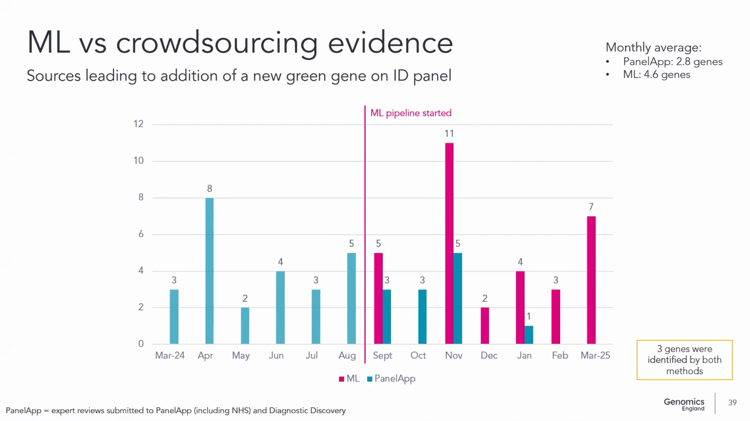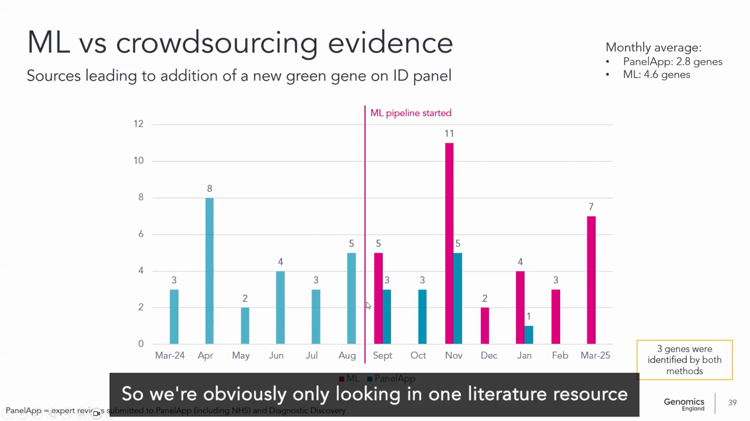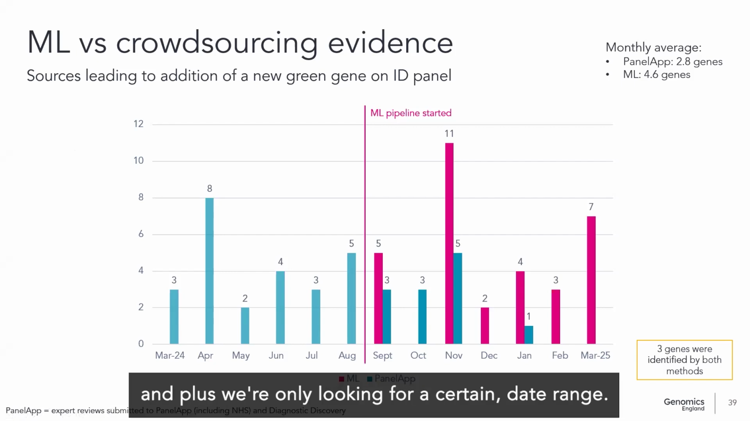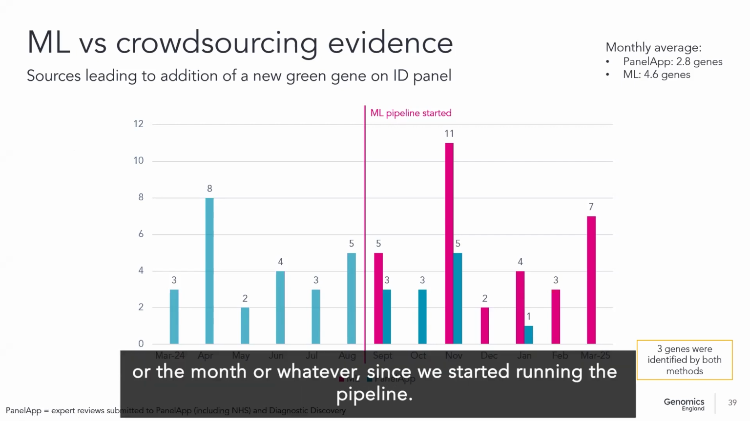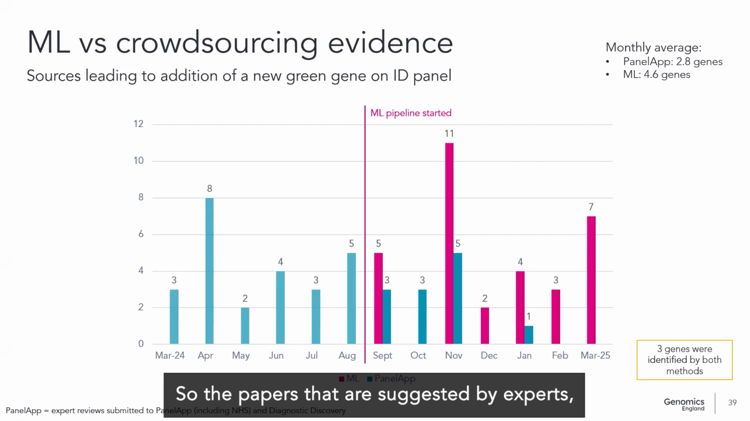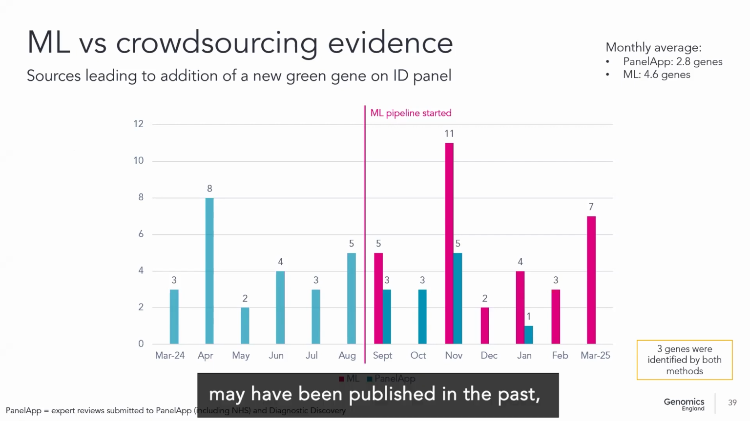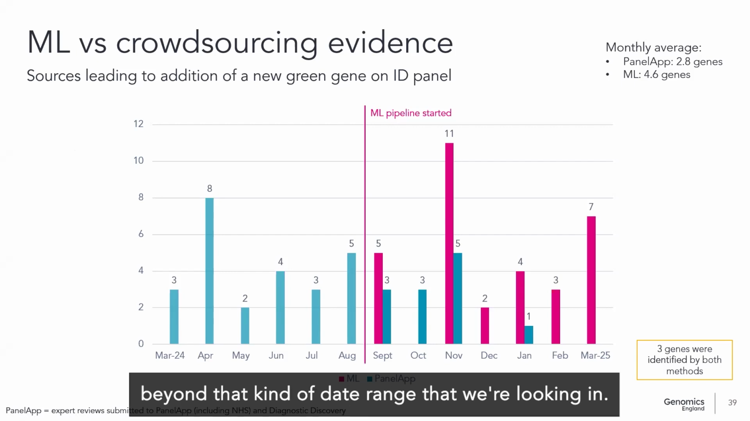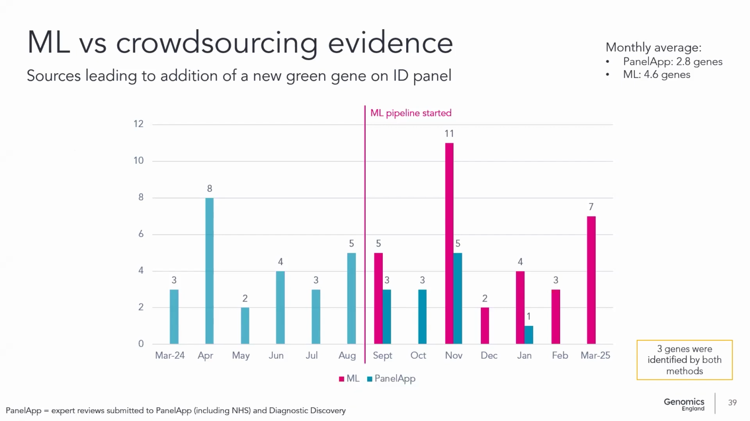But I'd say we're obviously only looking in one literature resource, and plus we're only looking at a certain date range, within the week or the month or whatever, since we started running the pipeline. So the papers that are suggested by experts may have been published in the past, beyond that date range that we're looking in. So that could be a reason.